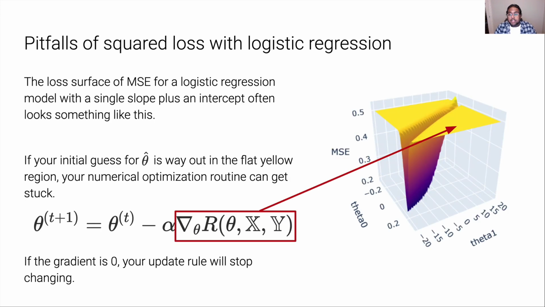Here's another quick picture of an example of a mean squared error loss surface for a logistic regression model where we have both an intercept term and a single feature with a weight attached to it. This sort of pattern tends to appear quite a bit, where we have a flat region, and if we start our optimization routine out in this flat region, it might not necessarily converge on the true empirical risk minimizing theta.